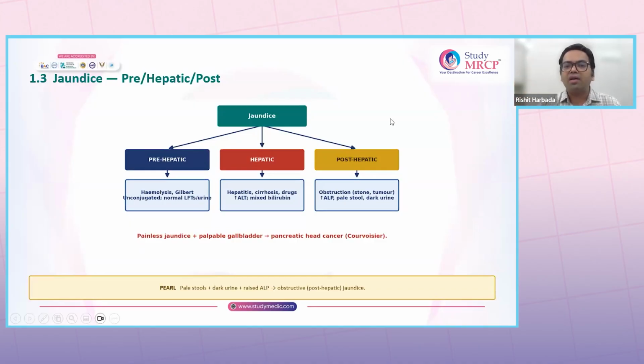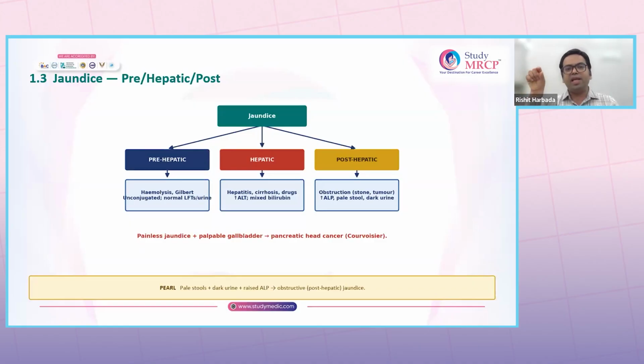Now, if the patient has painless jaundice and a palpable gallbladder, you may get a question where the patient is presenting with painless jaundice, and when you palpate it, when you put your hand on the upper right quadrant and it's palpable, it is actually called Courvoisier's sign, and is suggestive of pancreatic head cancer.